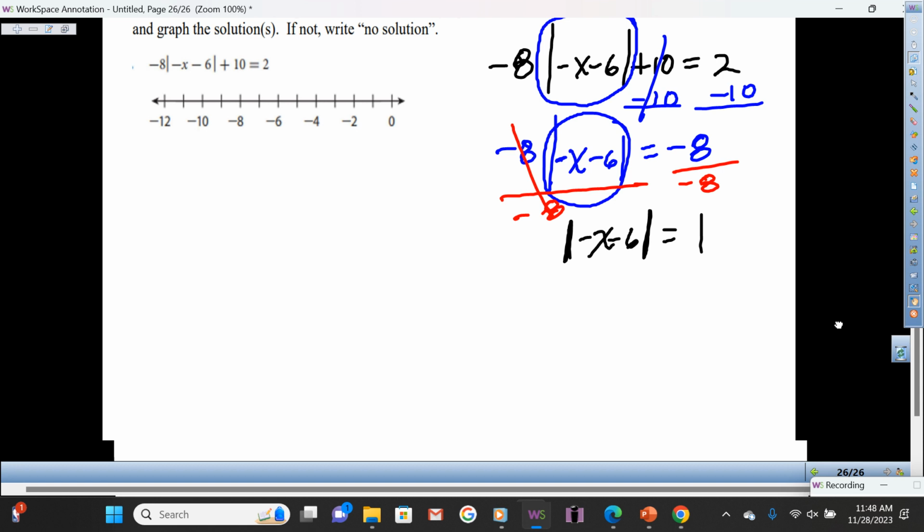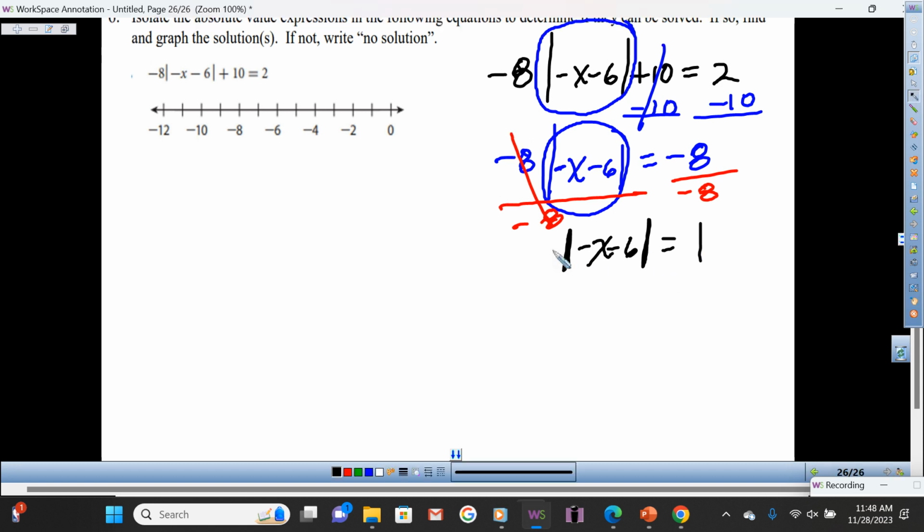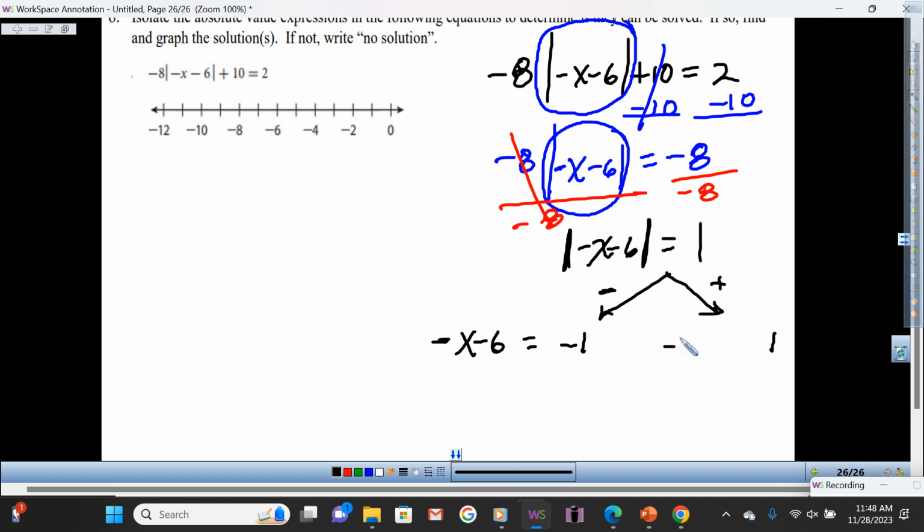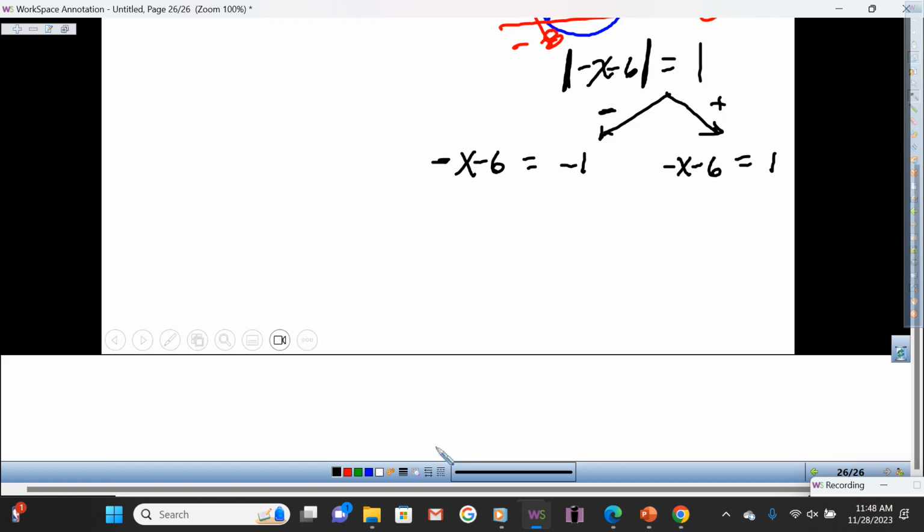All right. And from here, the rest is history. Who remembers what to do from here, now that the absolute value is by itself? Oh, Mr. Q, we do two equations. Oh, yeah. One for the negative and one for the positive. Negative 1 over here, positive 1 over here. Write whatever's inside of the absolute value. Negative x minus 6 equal to that. Negative x minus 6 equal to that. And we solve.